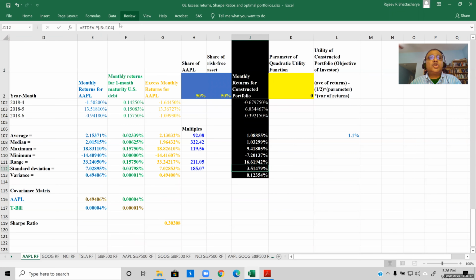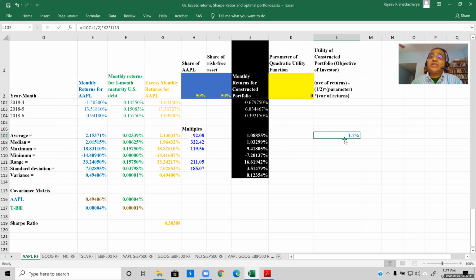The standard deviation, J3 to J104. This here is the variance, which is the square of the standard deviation. Now this here is the utility of the constructed portfolio, which is equal to the average of the returns minus half times this parameter times this variance of returns.